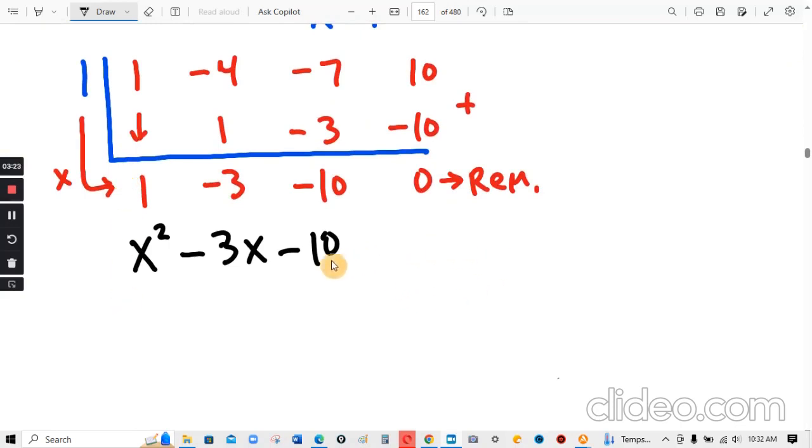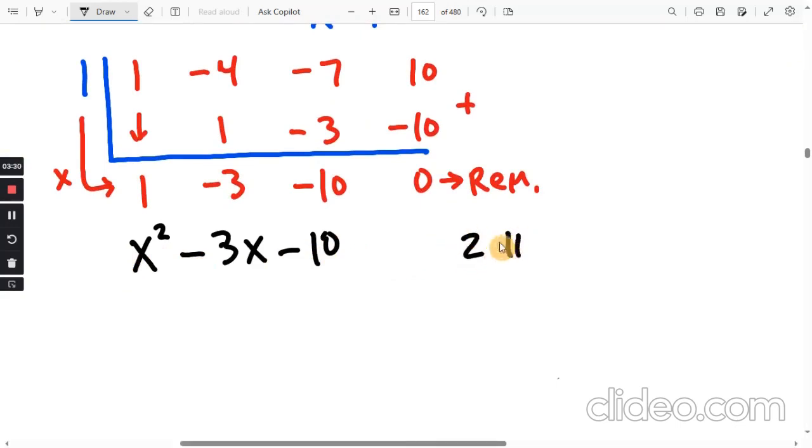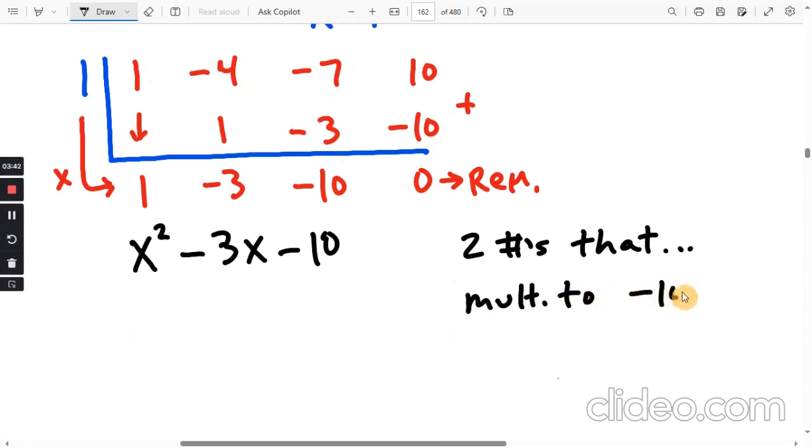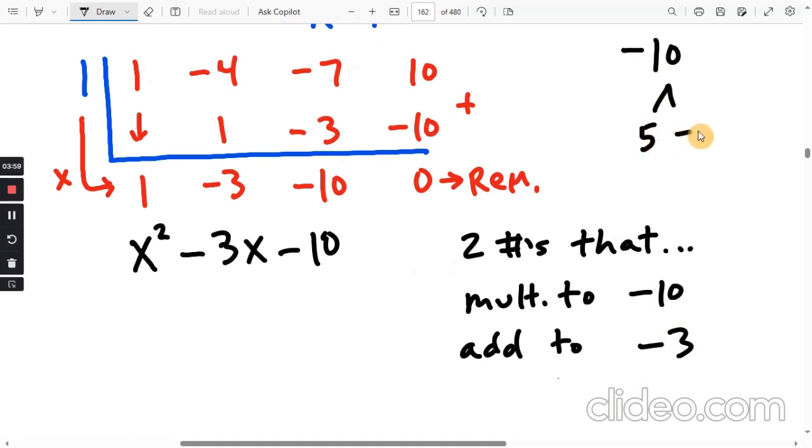All right. So this is in the form of ax squared plus bx plus c. We want two numbers that multiply to -10 and add to what number? -3. All right, I think we can do that if we write out the factors for -10. We have 5 times -2, and we have -5 times +2. Which pair adds to -3? Well, that's this right here.